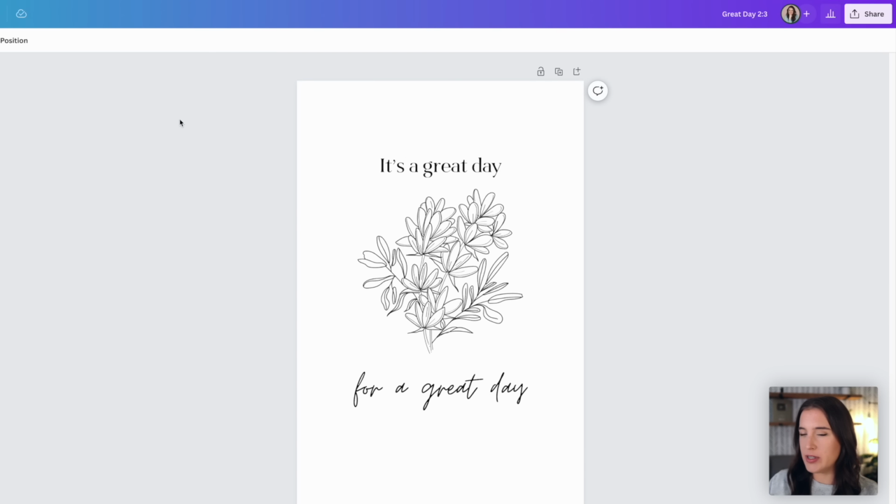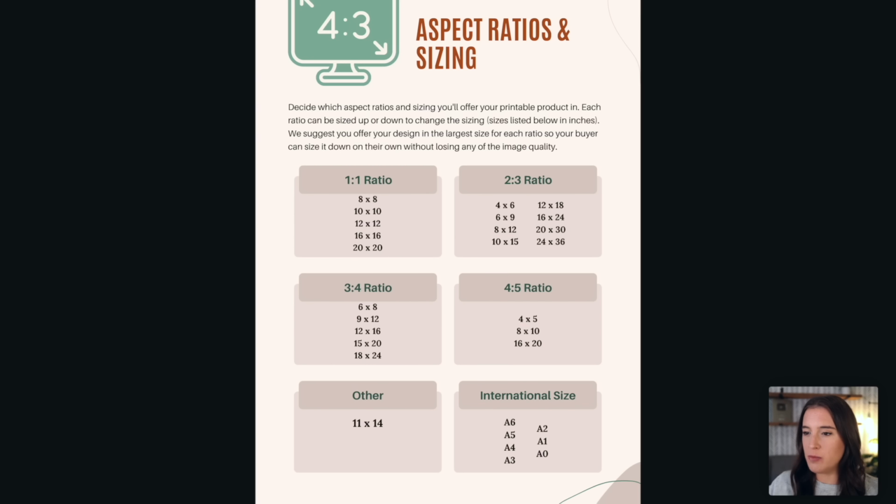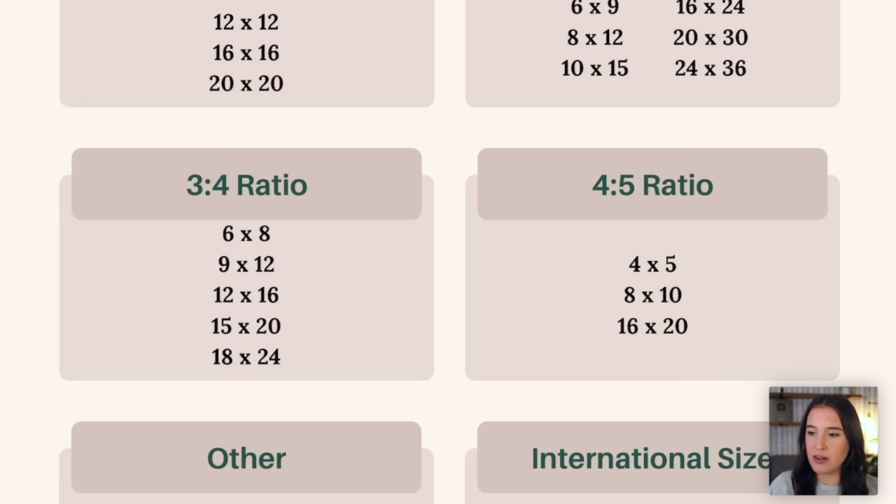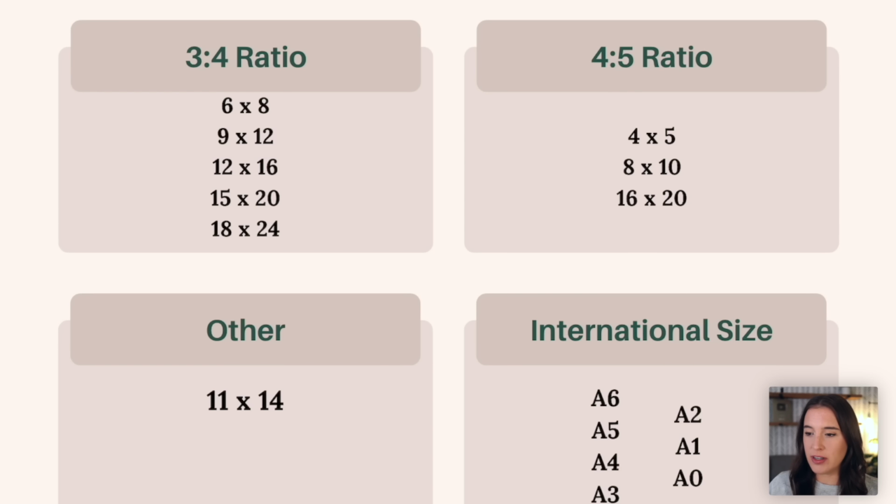All right, so my next step once I have it created is to come up and resize it into all of the different sizes or aspect ratio files that I want to offer. So I'm going to come back to my size chart and look at the different ratios. We've got our 2:3 ratio. So now I want to create a 3:4 ratio file, a 4:5 ratio file, and then my 11 by 14. So remember, I'm offering the largest size under each of these ratios. So the largest size under the 3:4 ratio is my 18 by 24 inch. And then the largest size under the 4:5 ratio is the 16 by 20 inch. So I know the next three sizes I need to create would be 18 by 24, 16 by 20, and 11 by 14.